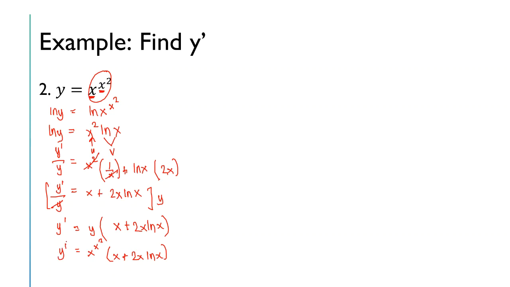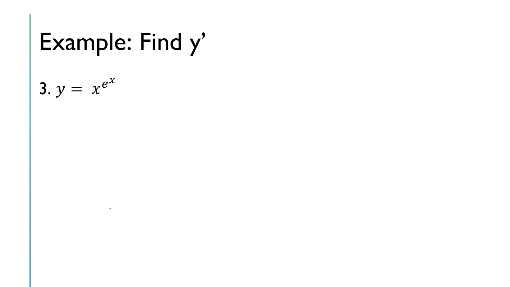Then, simplifying this further, we have y prime is equivalent to x raised to x squared times x, so we have x times x raised to x squared plus 2x times x raised to x squared times ln x. Since, as you can see, they have the same base, which is x, this x here has an imaginary exponent of 1. So we can still simplify this and we'll make this x raised to 1 plus x squared. Then the other one, we have 2x raised to 1 plus x squared times our ln x. So we cannot simplify this further, so this is now our final answer.